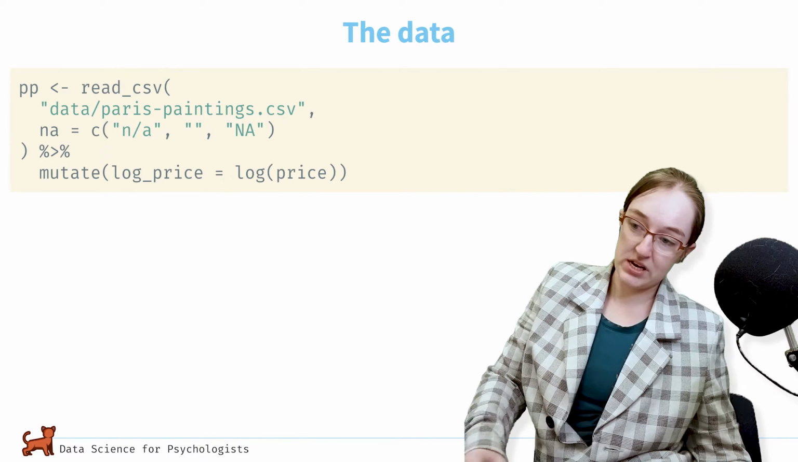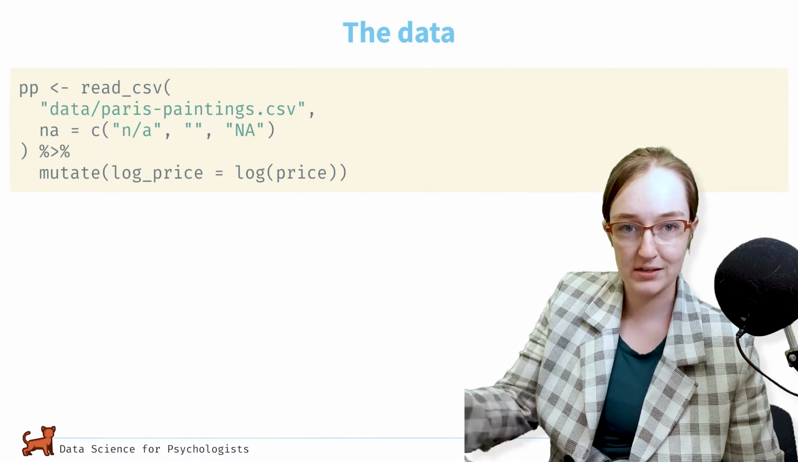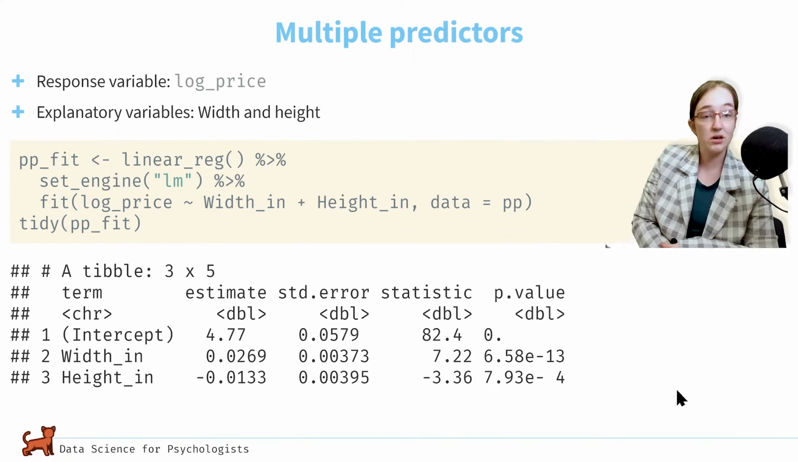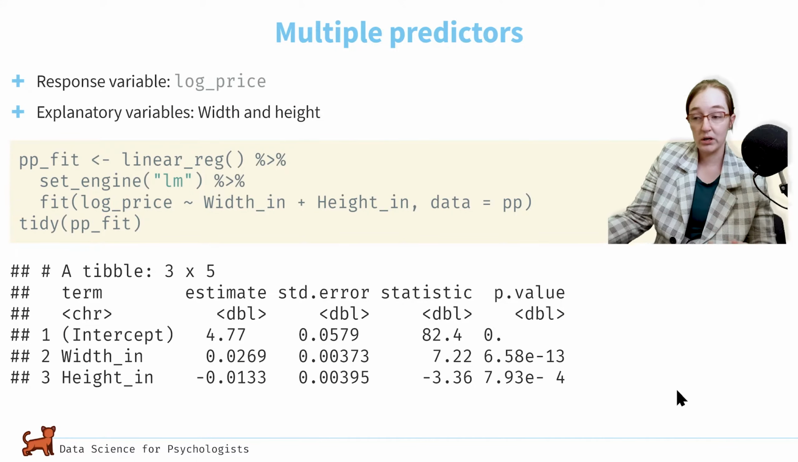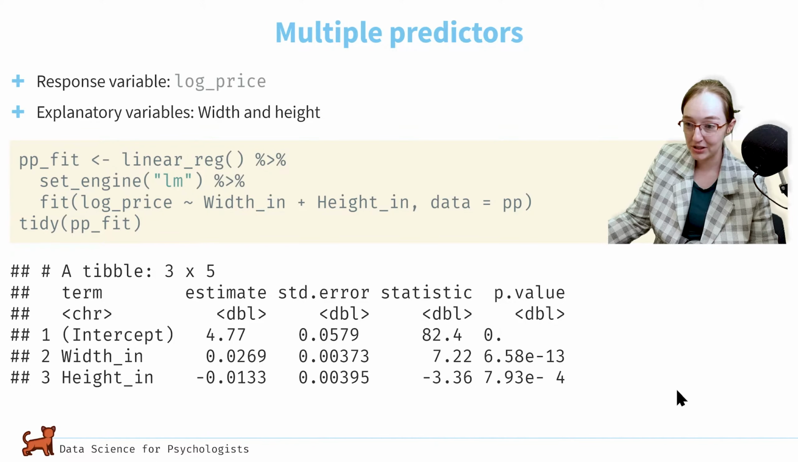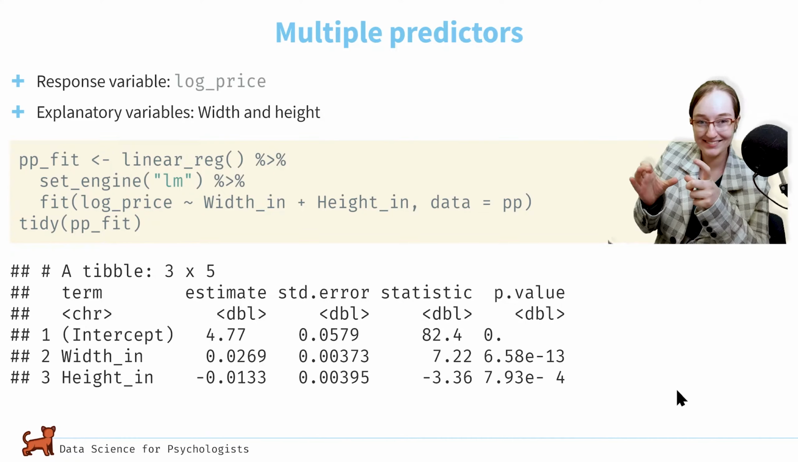We're gonna mutate it, throw in logged price on top of that, as you can see here. All right, so multiple predictors. We're going to predict the log of price as a function of width and height.